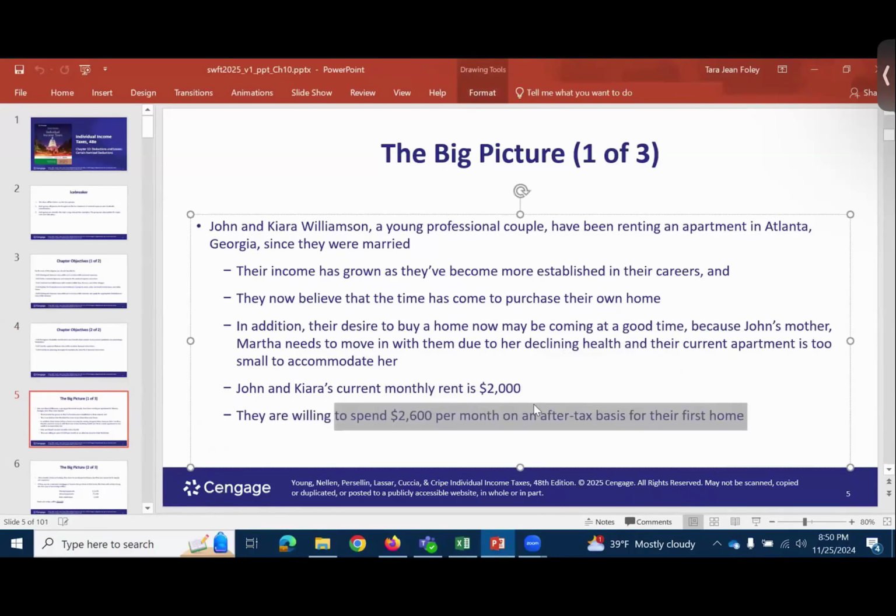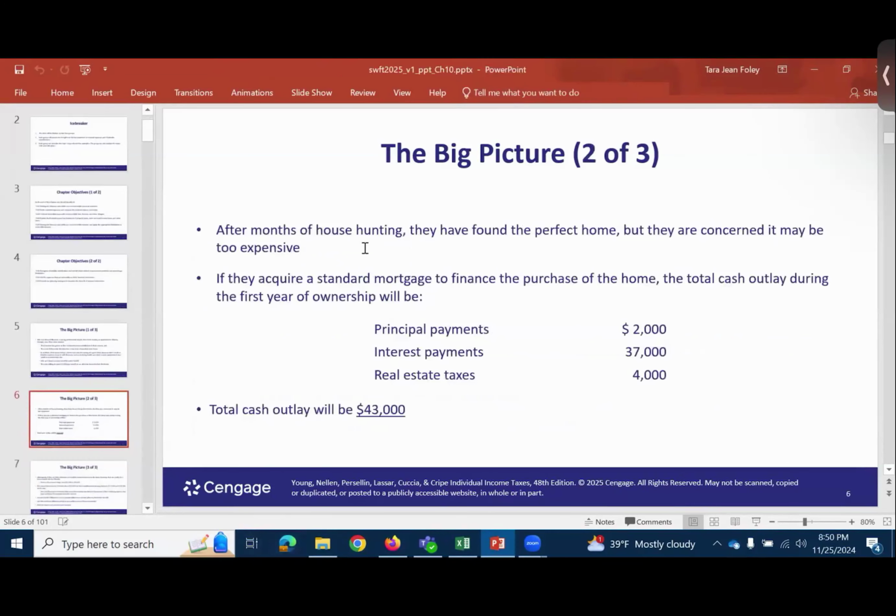So think about it for yourself. You're renting and you're ready to buy a house. You're going to do calculations of what it would be to rent for $2,600 in a certain way, by taking money from savings, taking money from your 401k, and figuring out what that looks like from a tax perspective. Or you're going to get a mortgage and see what that would look like from a tax perspective. And that's what this chapter is about. What's the right answer? Should they take it out of their savings, or should they get a mortgage? After months of house hunting, they found the perfect home.